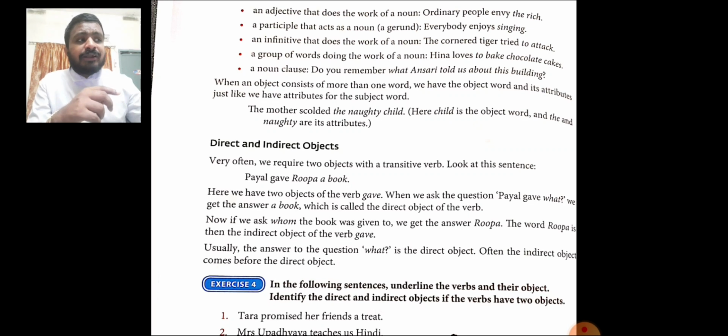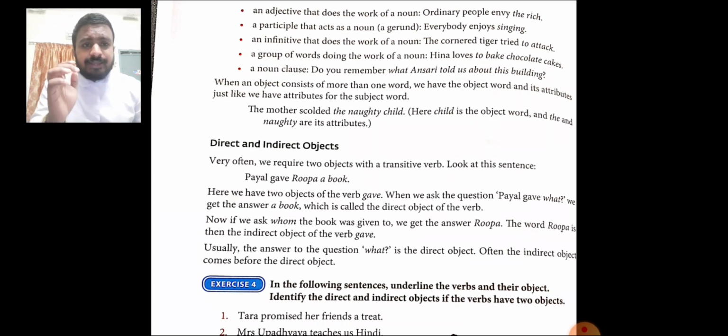Now, let us see one of the examples which have been given here from the exercise. Tara promised her friends a treat. We ask the question what? Tara promised her friends what? A treat. So a treat is the direct object, and what is the indirect object?